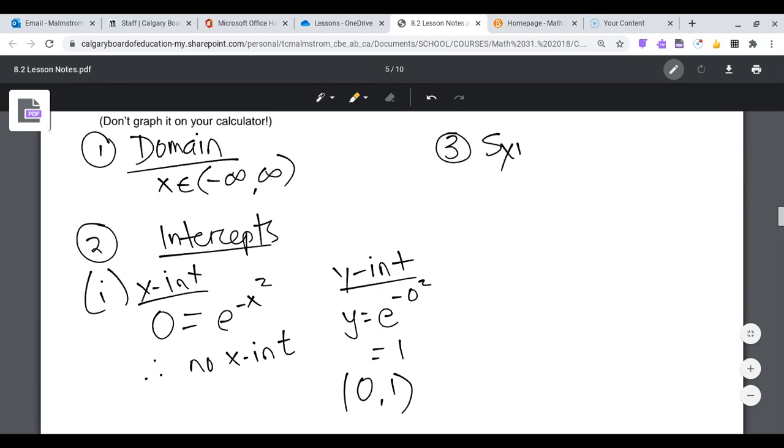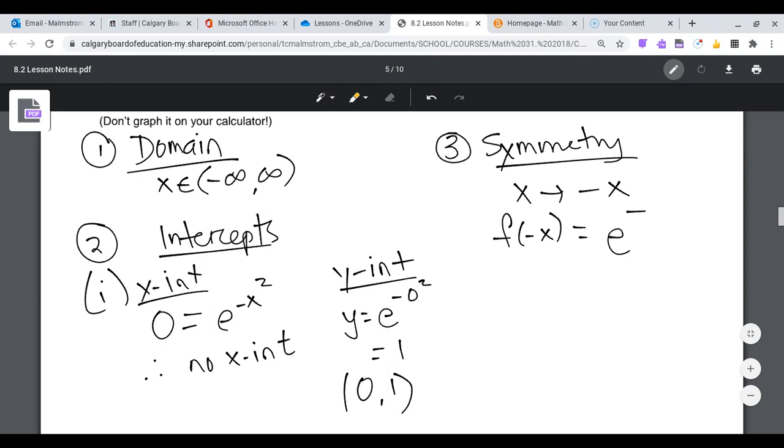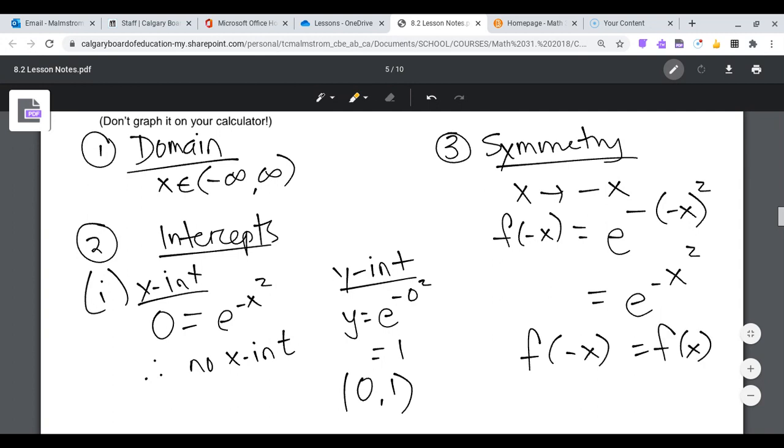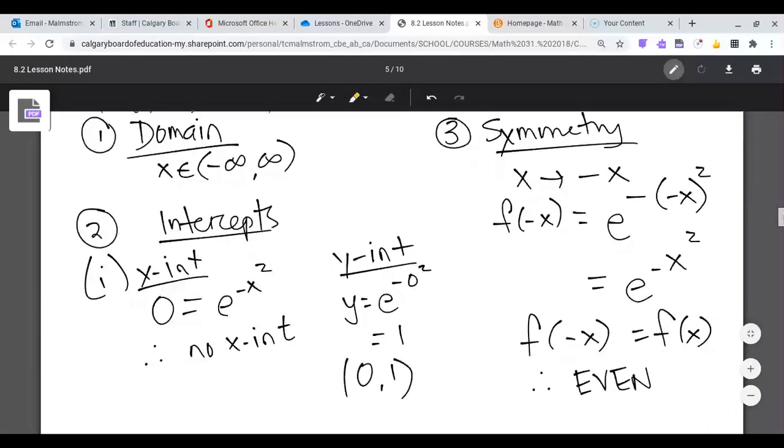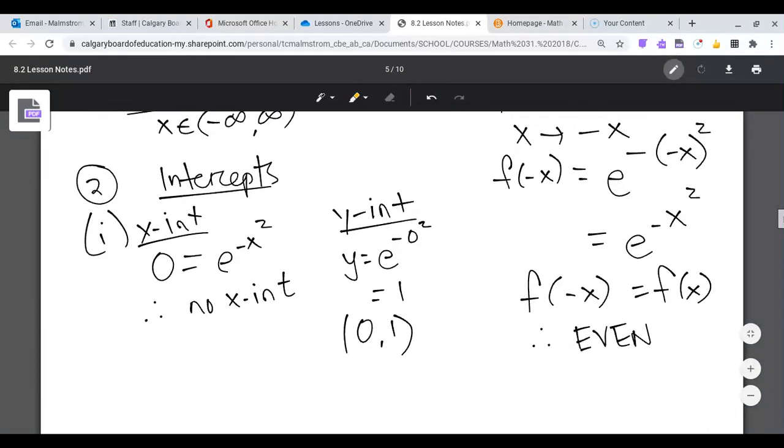Third thing I'm going to look at is symmetry. Remember when we're doing symmetry, we're going to replace x with negative x. So what happens in our function when we do that? We have e, be careful with the negative, and then we're replacing just the x with negative x squared. So you actually end up with the exact same function. So we have that f of negative x is equal to f of x. And what does that mean? Remember from chapter 5, that we have an even function. So we will be symmetrical on both sides of the y-axis.